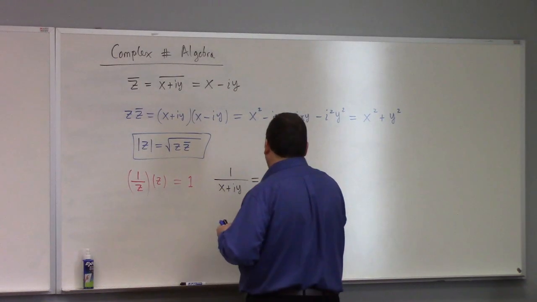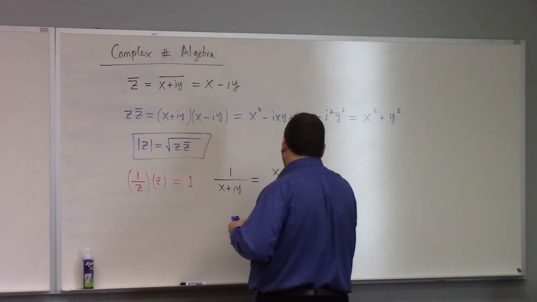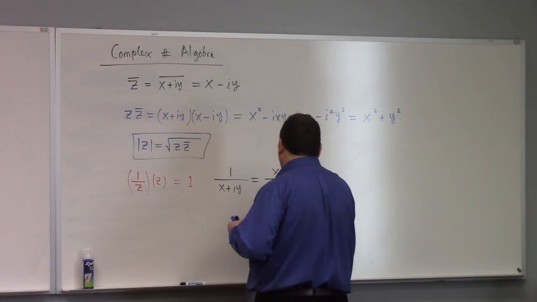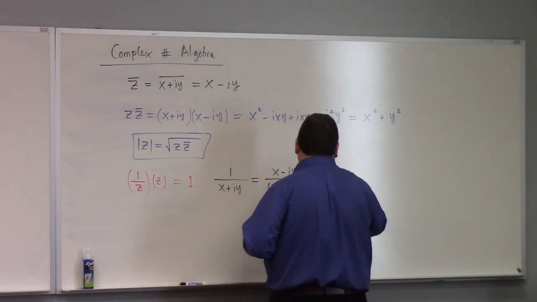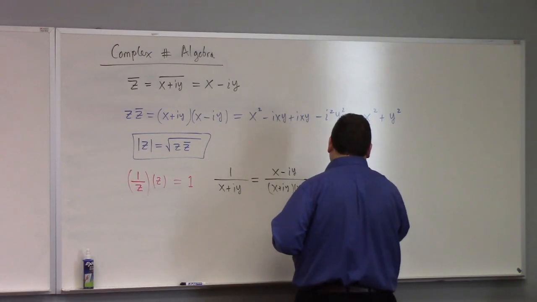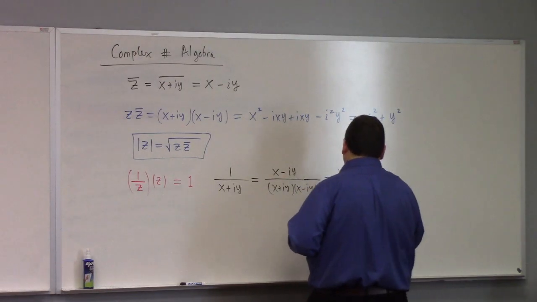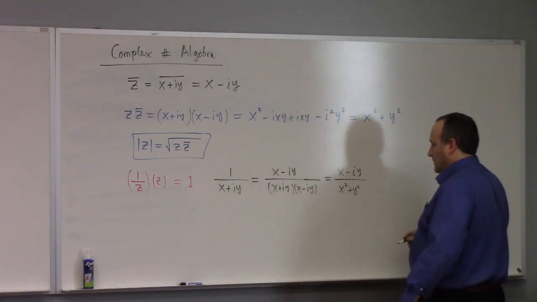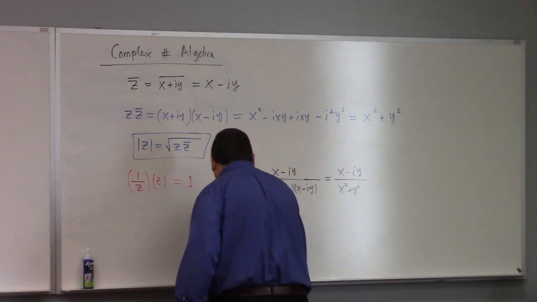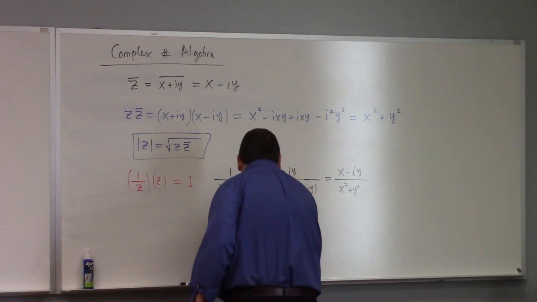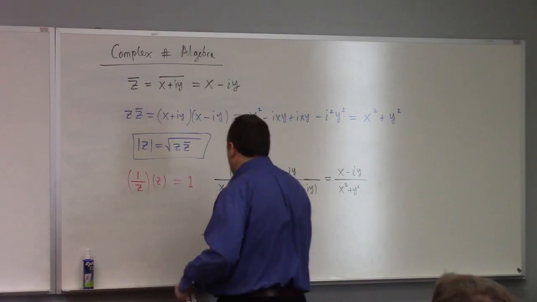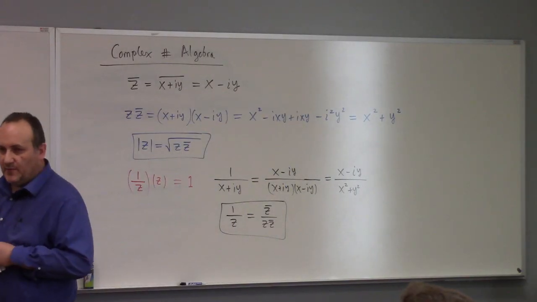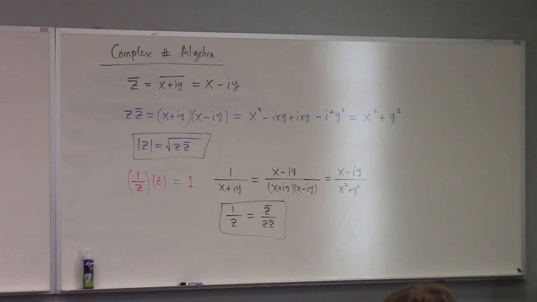How do you actually put this into practice? You multiply by the complex conjugate, right? x minus iy over x plus iy times x minus iy, which gives us what? x minus iy divided by x squared plus y squared, right? In the complex notation, that's 1 over z is just equal to z bar over z z bar. That's a formula for calculating the inverse of a complex number.